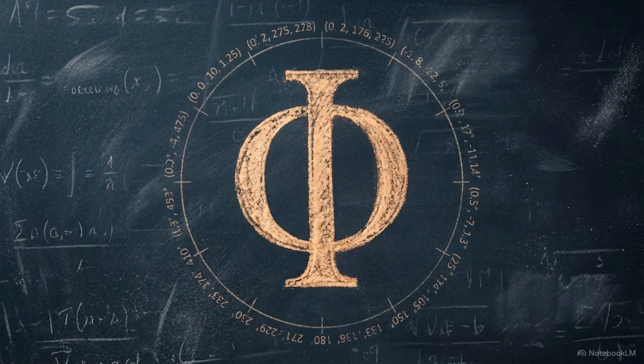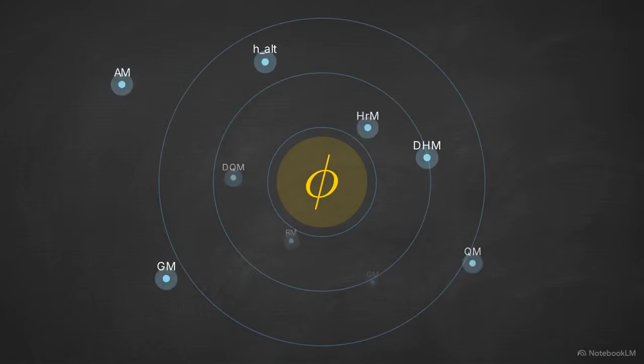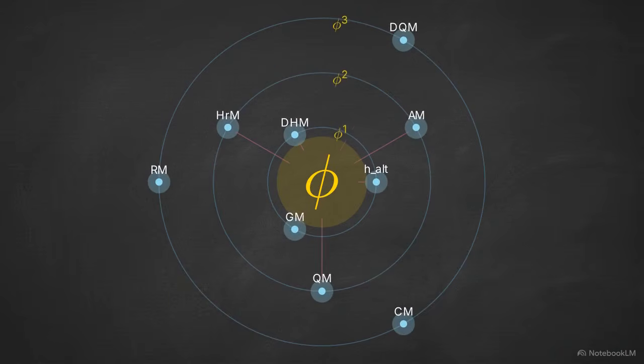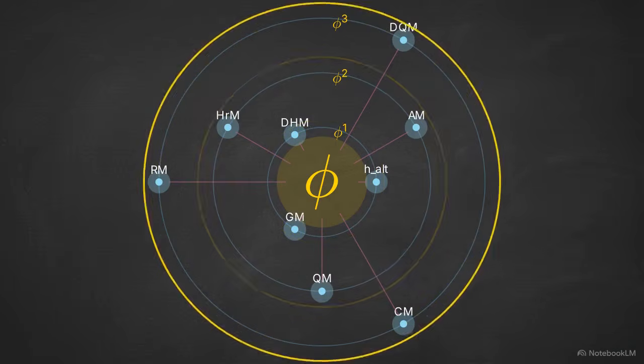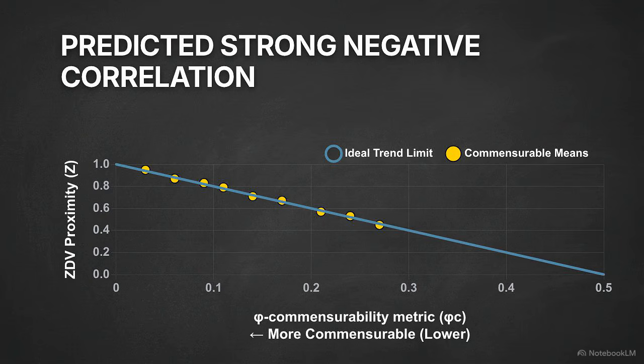For years, one highly attractive theory seemed to provide the answer. That theory is the Di-Domenico phi-commensurability hypothesis. It posits that the Grant means cluster at these vertices because their numerical values sit incredibly close to integer powers of the golden ratio, or phi. If this hypothesis were correct, the math should show a strong negative correlation. Means that are more highly commensurable with phi should reliably achieve higher proximity in the ZDV landscape.